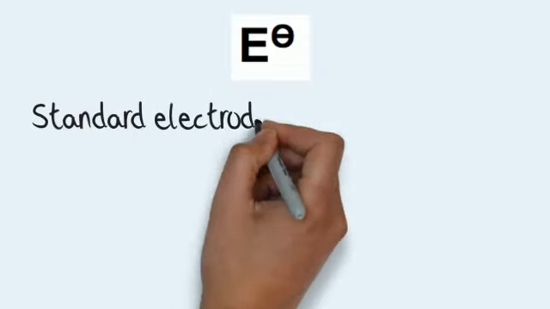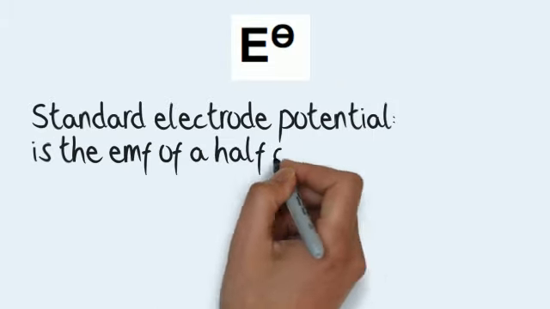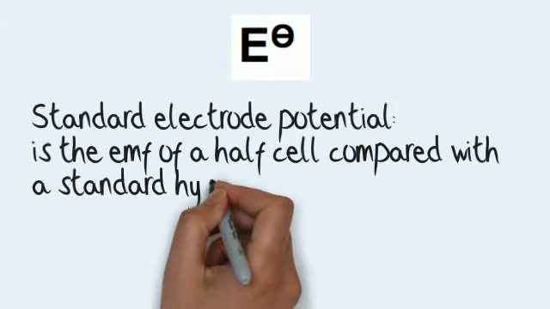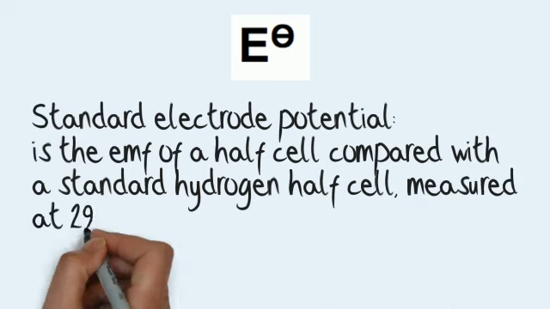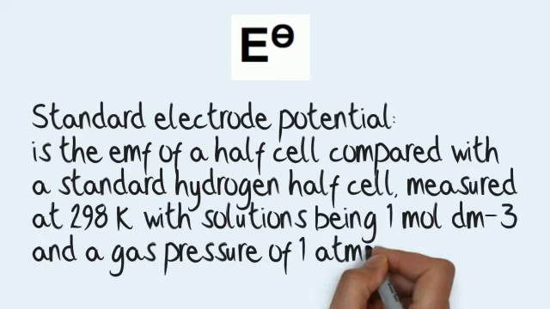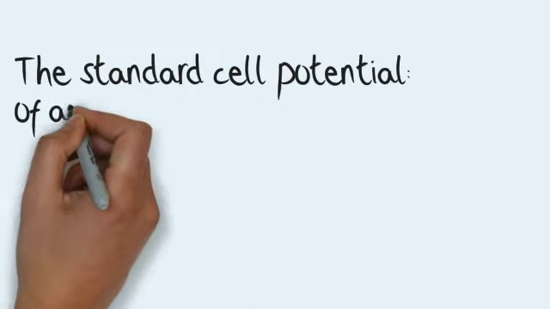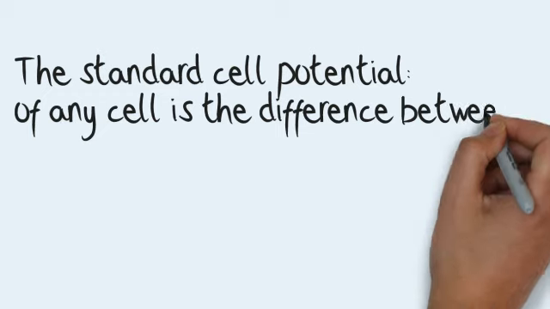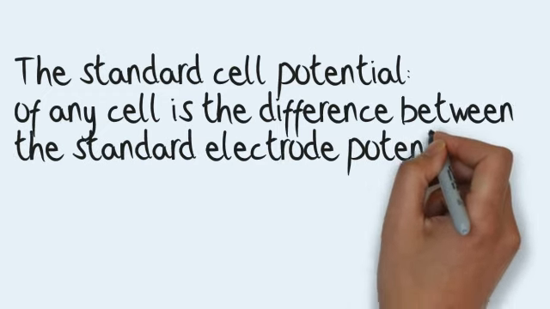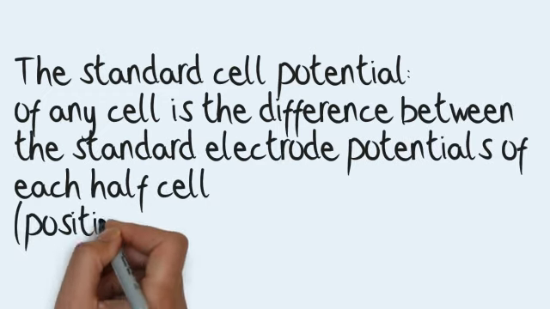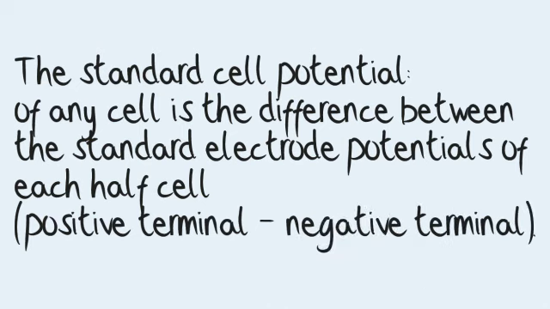The standard electrode potential is the EMF of a half cell compared with a standard hydrogen half cell measured at 298 K, with solutions being 1 mole per dm cubed and a gas pressure of 1 atmosphere. The standard cell potential of any cell is the difference between the standard electrode potentials of each half cell. The positive terminal take away the negative terminal.